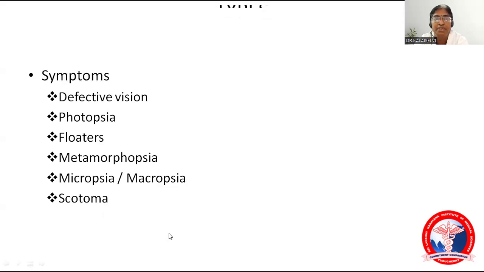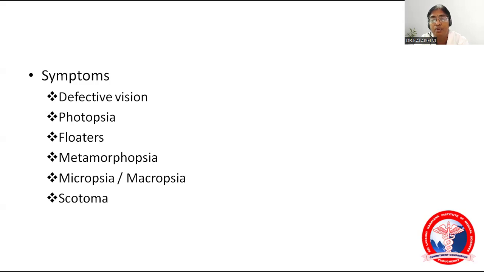Now coming to the symptoms, usually they come with defective vision, like in intermediate uveitis. These people presenting also don't have any redness or anterior segment features. So they present with defective vision, and they can have photopsia, which is flashes of light because of the irritation of the photoreceptors, and they can present with cloudiness. Some of them present with metamorphopsia, so all the objects are not in their original appearance; they appear curved.